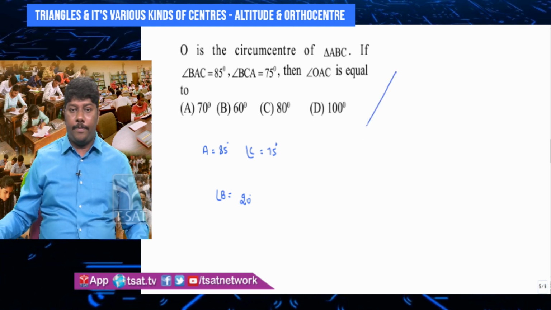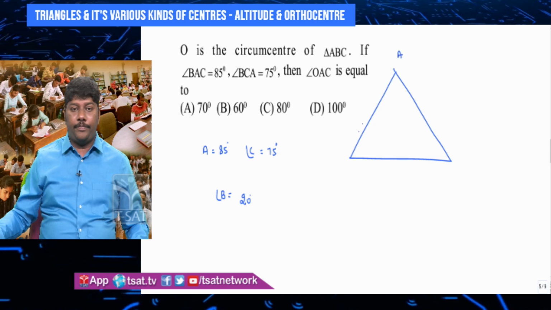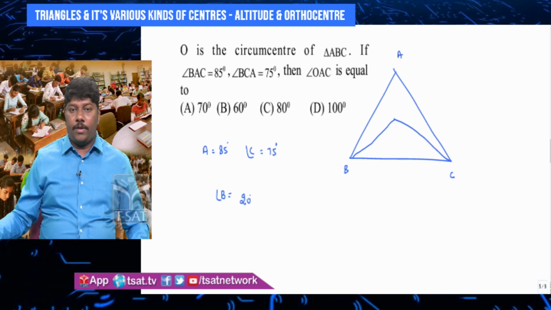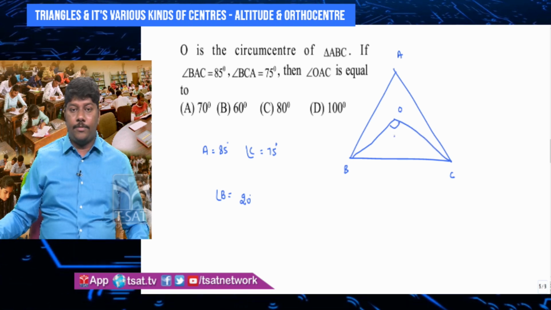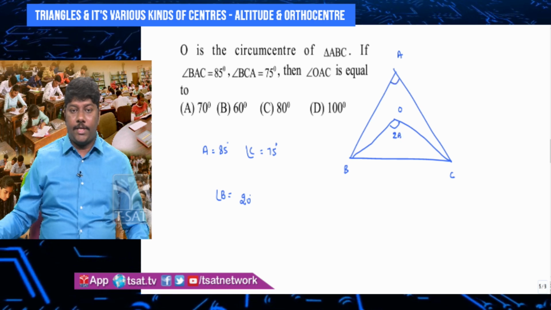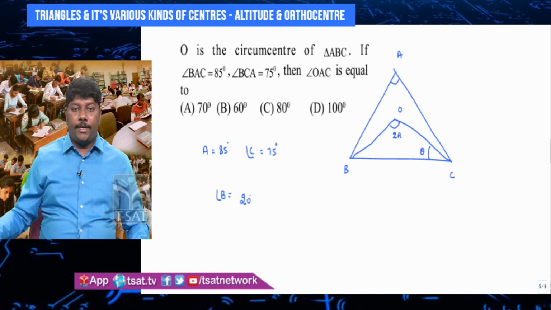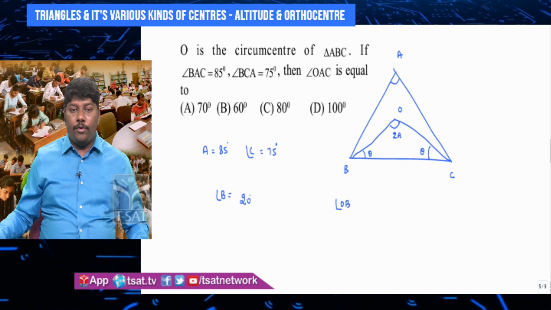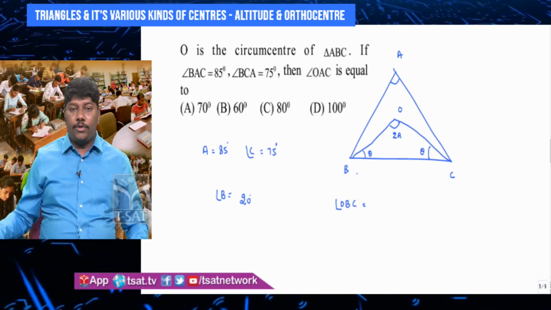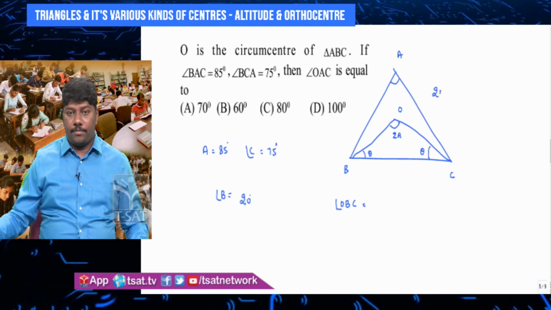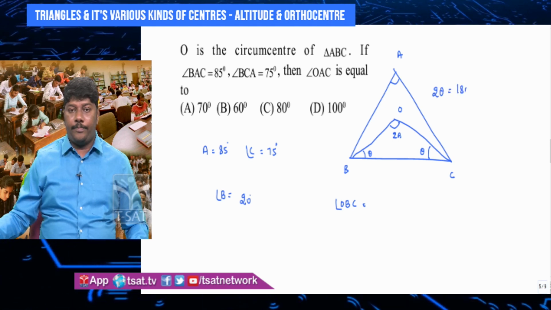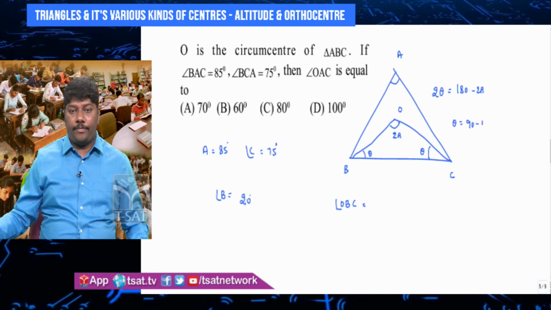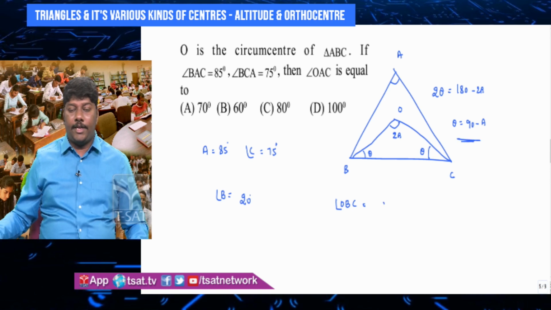In a circumcenter, triangle ABC, O is the circumcenter, therefore this becomes 2A. This angle is A. Theta and theta, if I take it, triangle angle OBC is equal to theta. Now 2 theta is equal to 180 minus 2A, theta is equal to 90 minus A. Simply remember that it is 90 minus A.